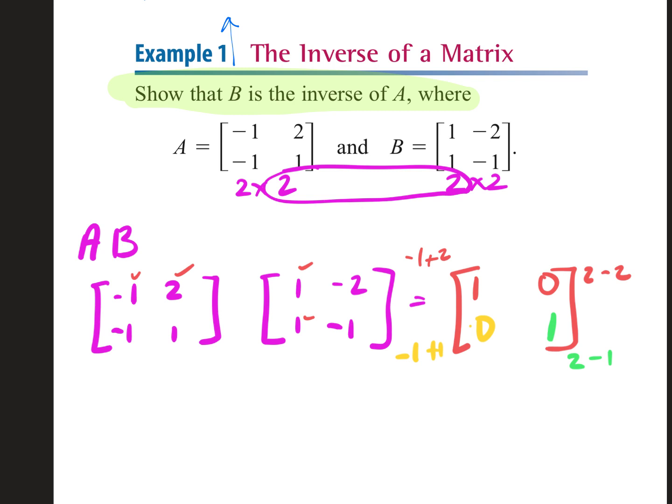1. Why do I keep saying 0? Lord help me. Did I multiply these two together and get the identity matrix? Yes, 1, 0, 0, 1.